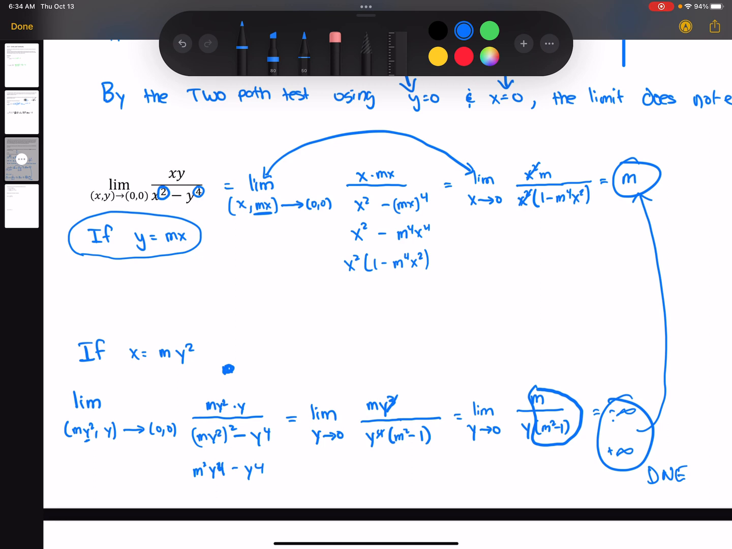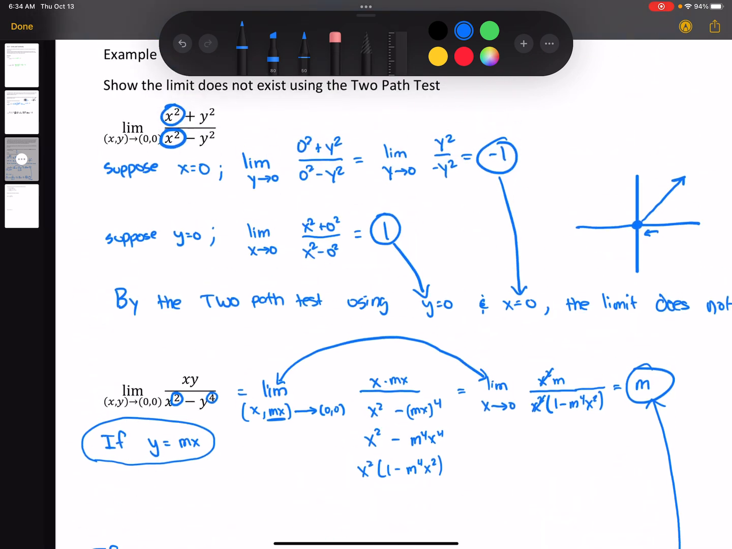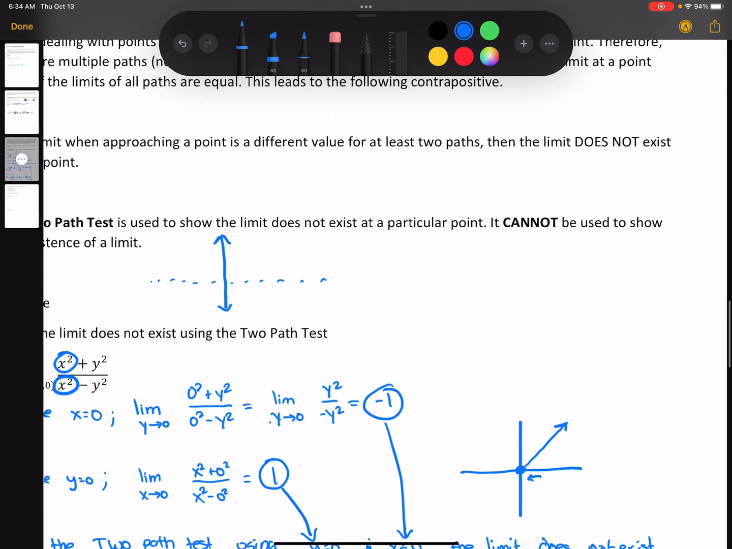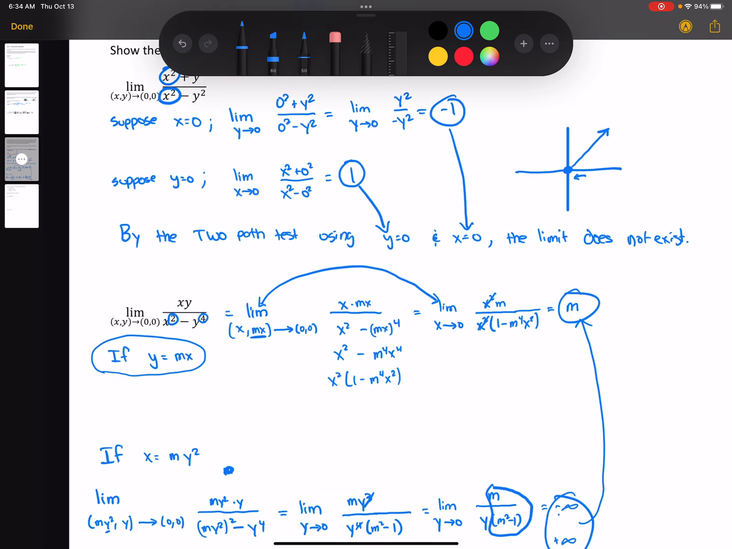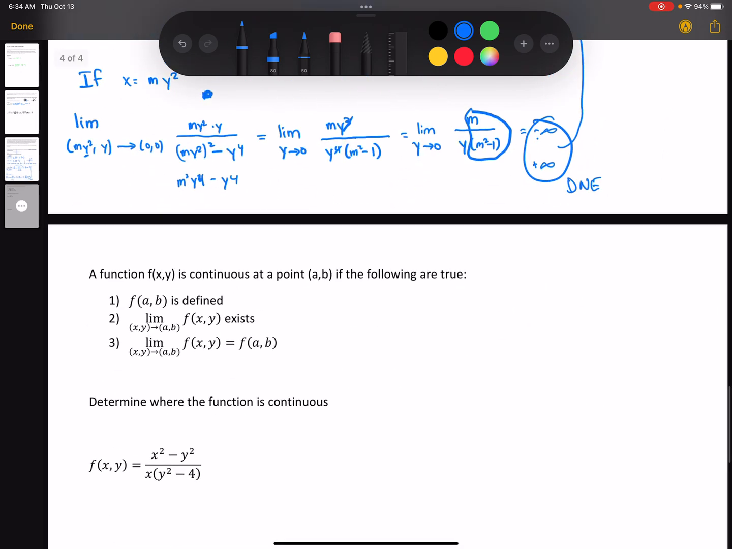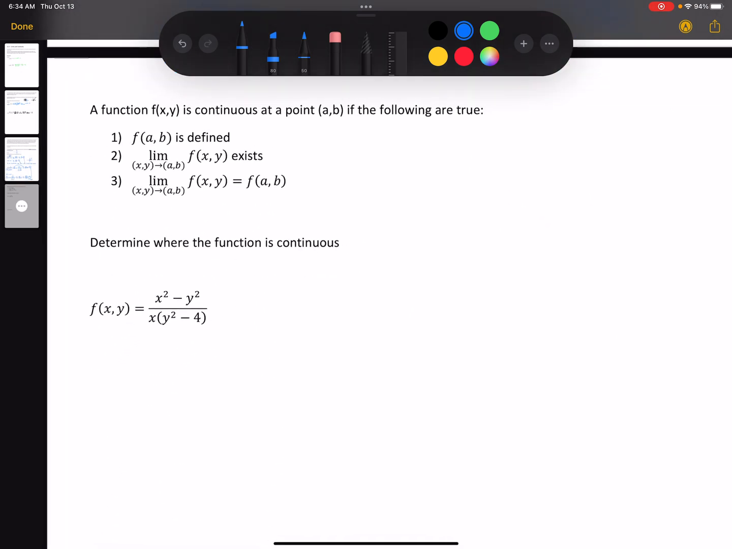There's a lot of work to figure out that the limit doesn't exist. I should point out that the 2-path test does not show that the limit does exist. That's a lot of work for a multivariable function. So the last thing is the rules for continuity that we know from Cal 1. It's the same thing, but instead of a single coordinate, we have a point. So the function has to be defined at the point, the limit has to be defined at the point, and the limit as you approach the point has to equal the function value at that point.